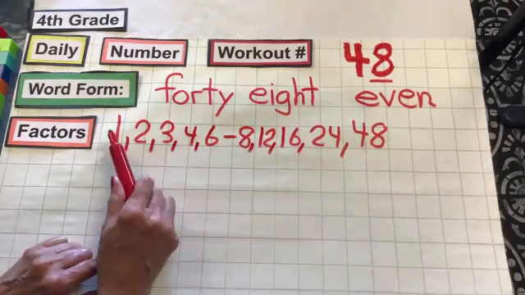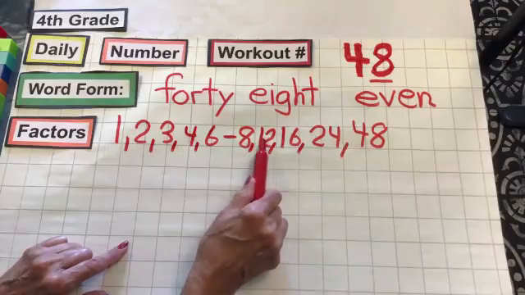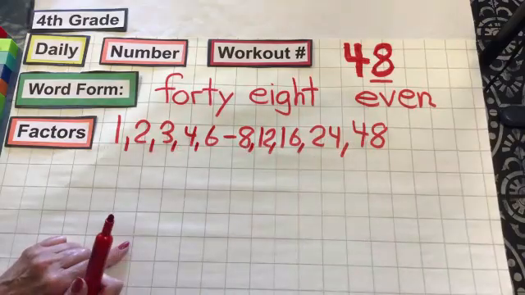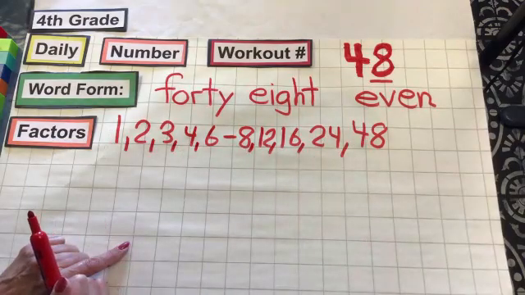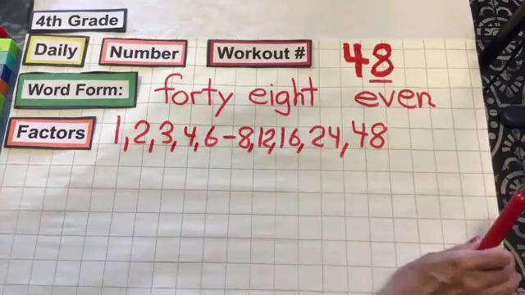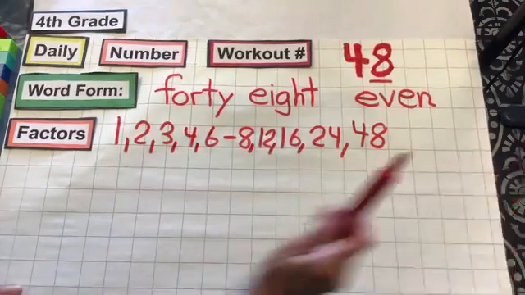So look at all those factors. 1, 2, 3, 4, 5, 6, 7, 8, 9, 10 different ways we can divide 48 evenly. All right, so let's move on.